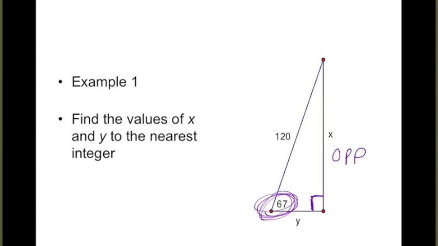So what kind of a side is 120? Hypotenuse. So if I want to solve for x, that means I need to use an opposite and a hypotenuse. Which trig function is opposite and hypotenuse? Sine. Format is the same for all of them. Trig name, so sine in this case, angle, 67, equals, and then the fraction for that trig name. Sine is opposite over hypotenuse.